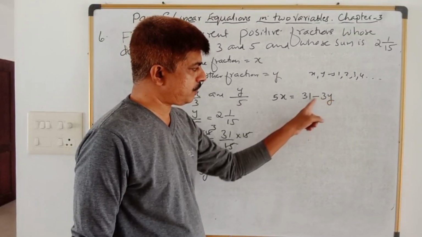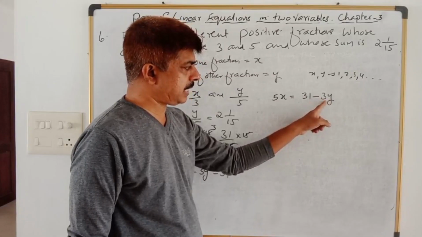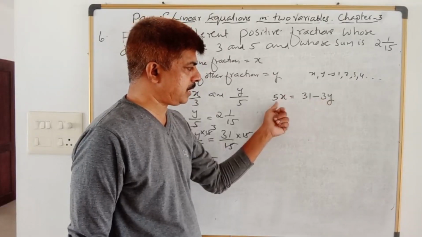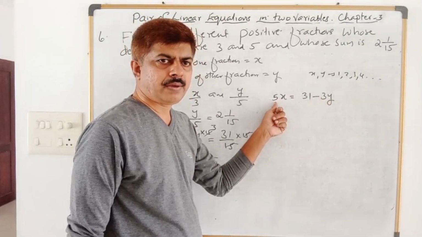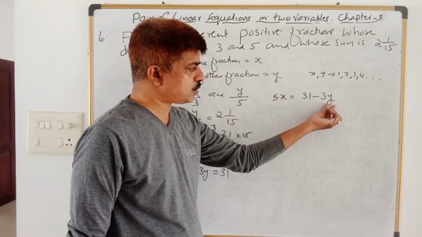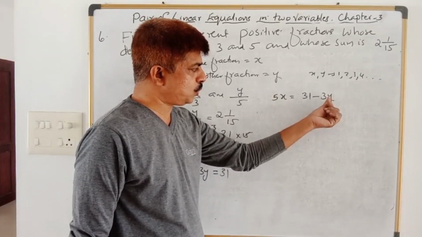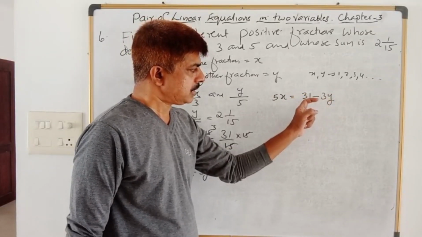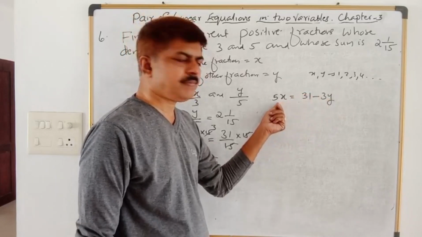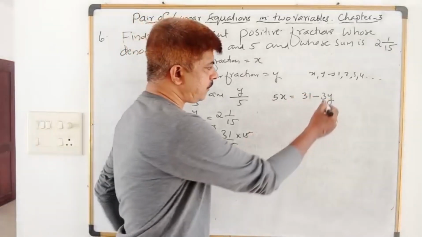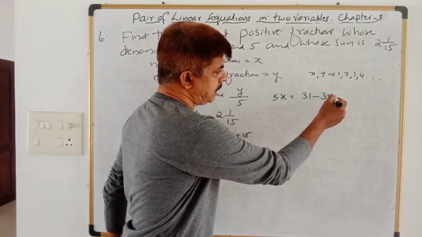If y is equal to 1, we are not getting it. 31 minus 3, what is 31 minus 3? 28, it is not divisible by 5. Let us try some other values for y. Now put 2. We take only those values divisible by 5. So 31 minus 3 twos are what?